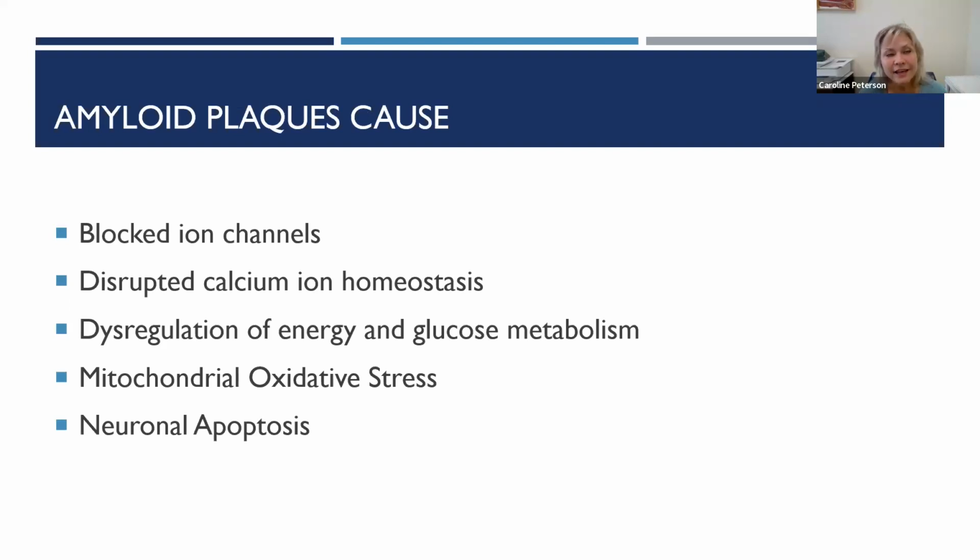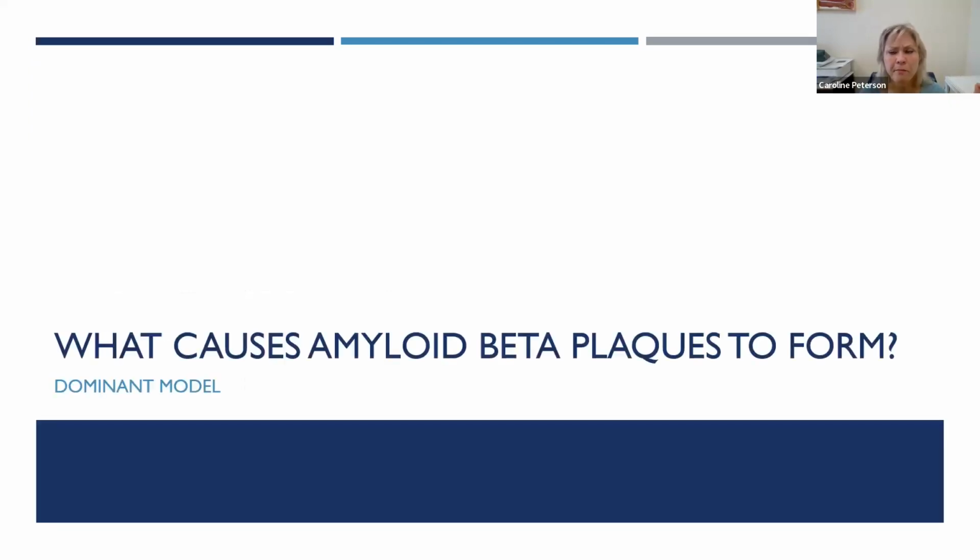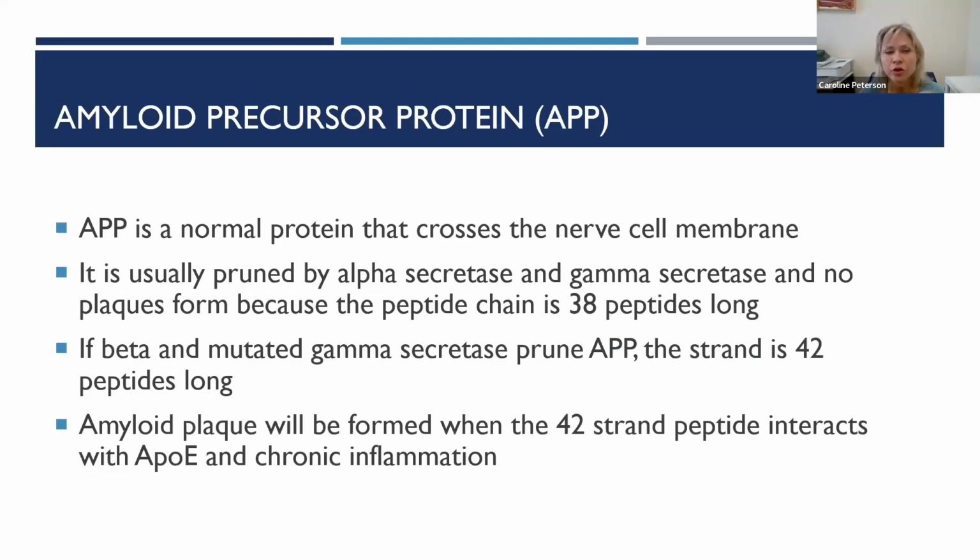But if it forms plaques instead, then what's going to happen is, again, the protein is going to be disrupted. We're not going to have the calcium. We're not going to have homeostasis anymore. That leads to inflammation, dysregulation of energy and glucose metabolism, mitochondrial oxidative stress leading to death, and then neuronal apoptosis, which also is death. Amyloid plaques do. But what causes them? This is a dominant model. What causes them to form?